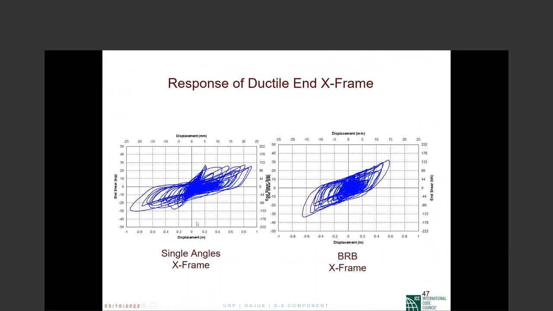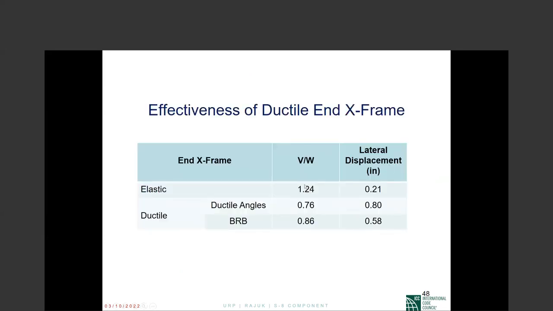This is here for the single angle. These are designed as ductile, meaning that we have taken care of the b over t, and we have taken care of the slenderness ratio. This is here for the BRB, and if we compare the base shear to the weight of the bridge, for the elastic response it is 1.24, and the displacement is 0.21.